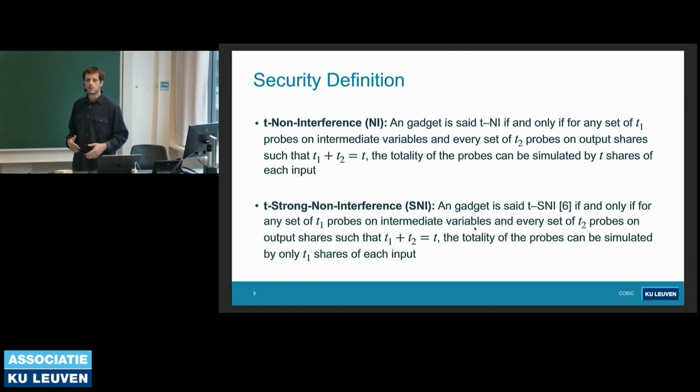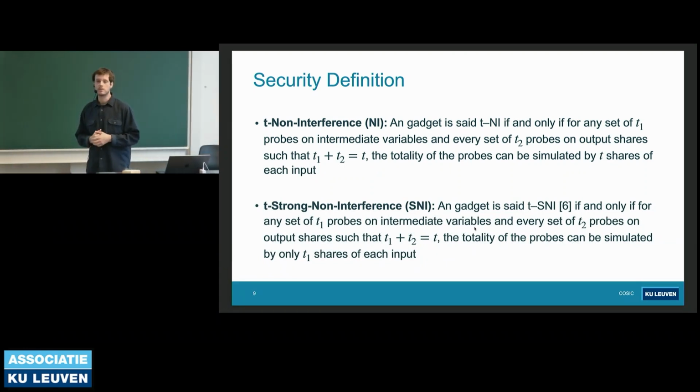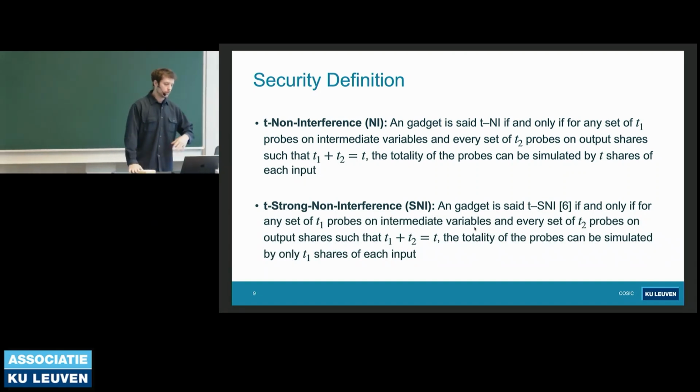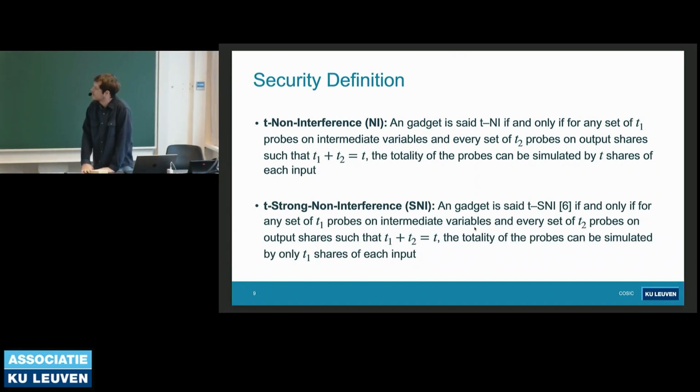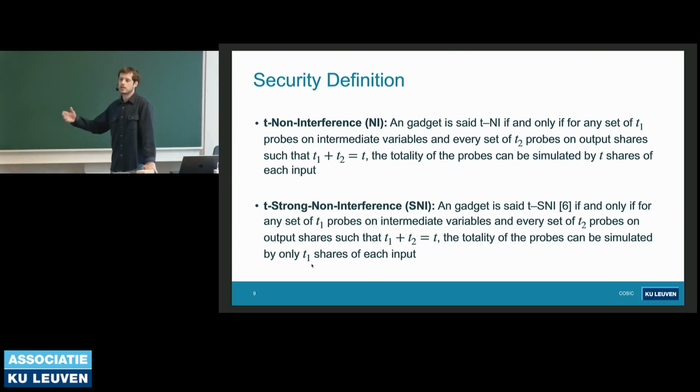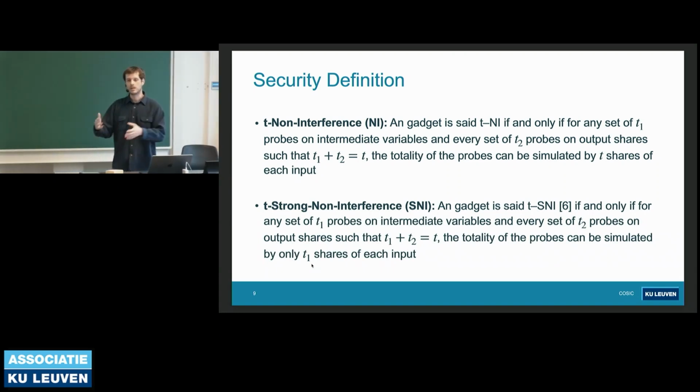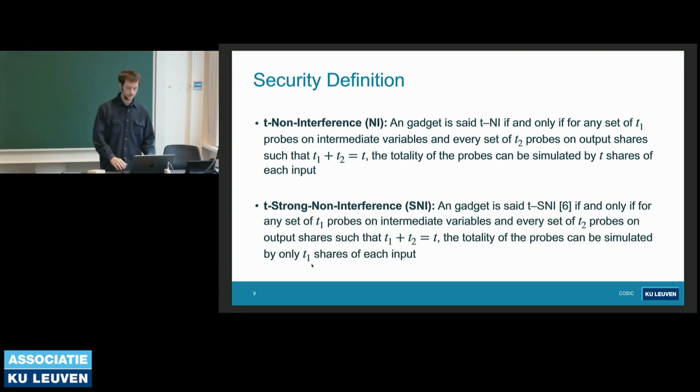And now you say that your gadget is t-NI if the totality of the probes can be simulated by t shares of each input. If we go to the stronger case now, it's a little bit the same, but now you say the totality of the probes can be simulated by only t1 shares of each input. And this means that the probes that you place on the output shares don't propagate back and don't give you more information. This is why you can then have some composability.